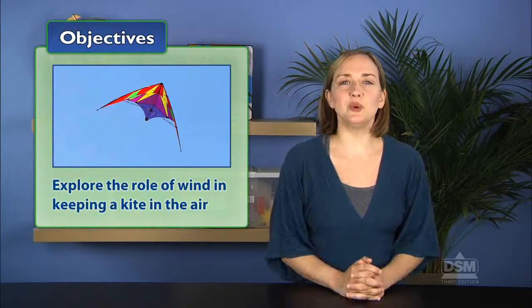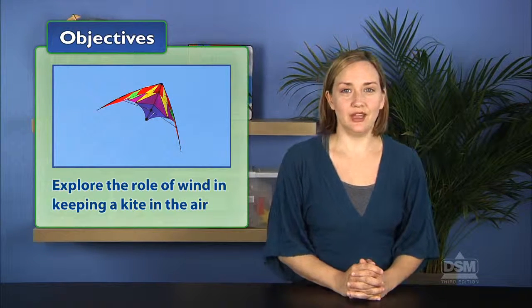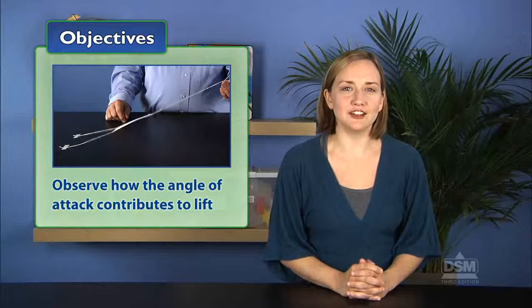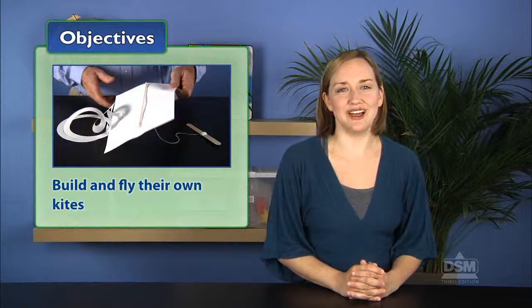In Activity 4, Kites, students learn how lift is achieved and sustained in kites. They first explore the role of wind in keeping a kite in the air, and then observe how the angle of attack contributes to lift. Finally, students build and fly their own kites.